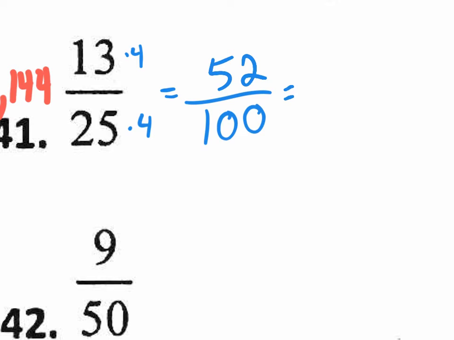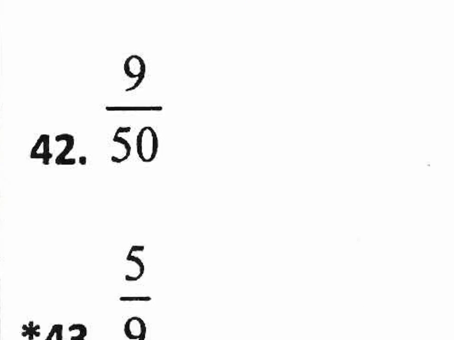52 over 100, which means that it's the decimal what? 0.52, right? This is 52 and it's in the hundredths position. Okay, and now for the percent, what would the percent be? 52%. There you go. How about we do the same for 42?